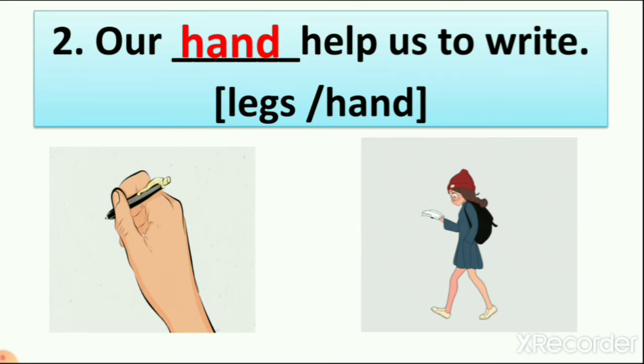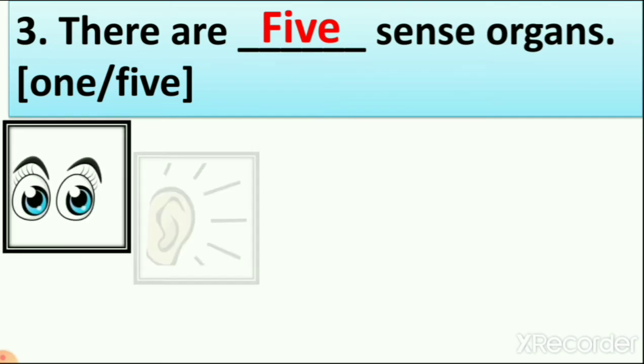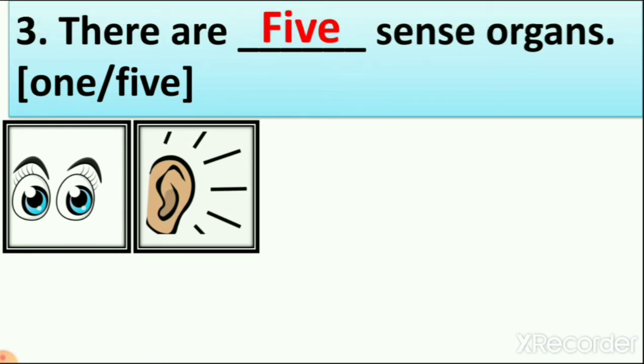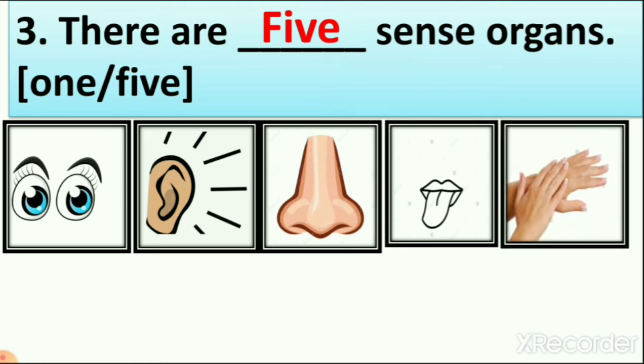Now let's see which is next. There are dash sense organs. First let's count the sense organs. We have 5 sense organs, right? So let's see the picture. Eyes, ears, nose, tongue and skin. These all are our sense organs, which help us to feel the world around us, right? So we have 5 sense organs.